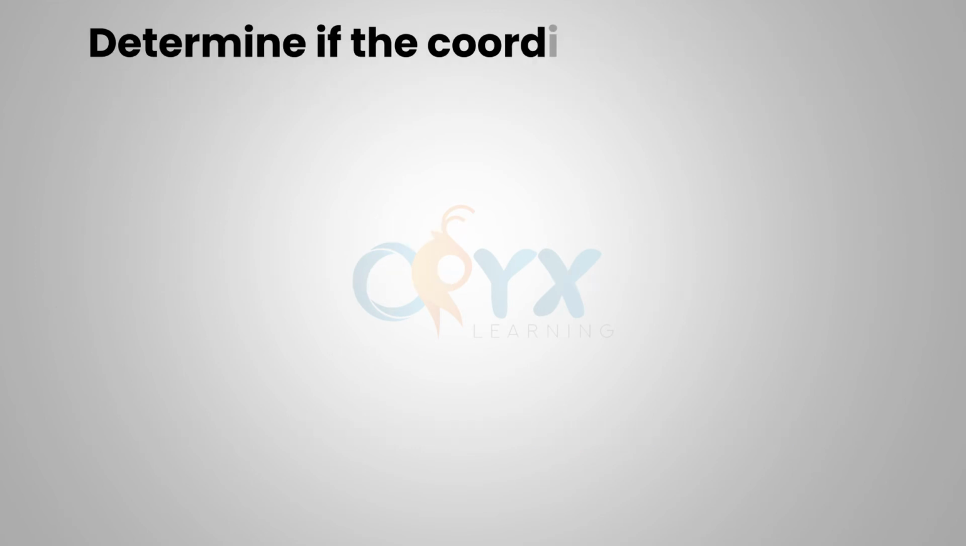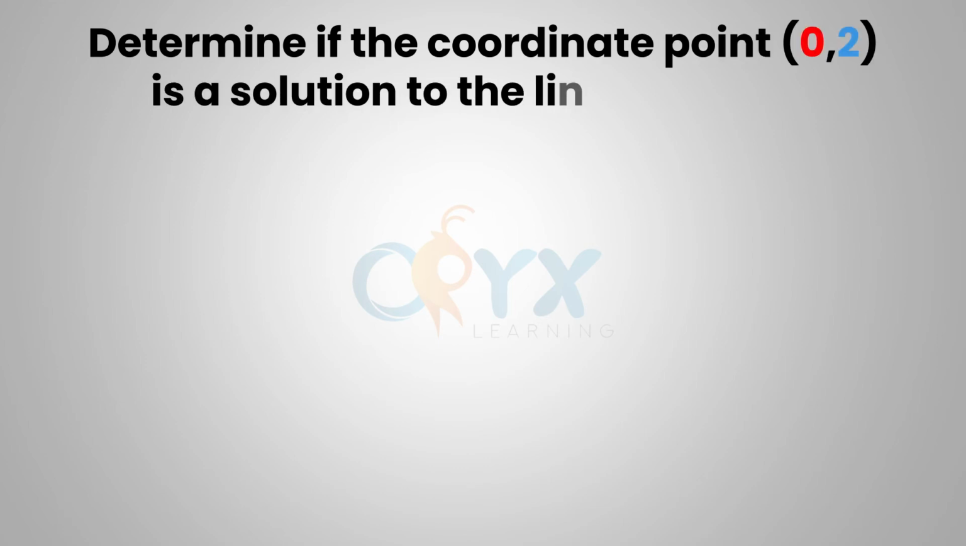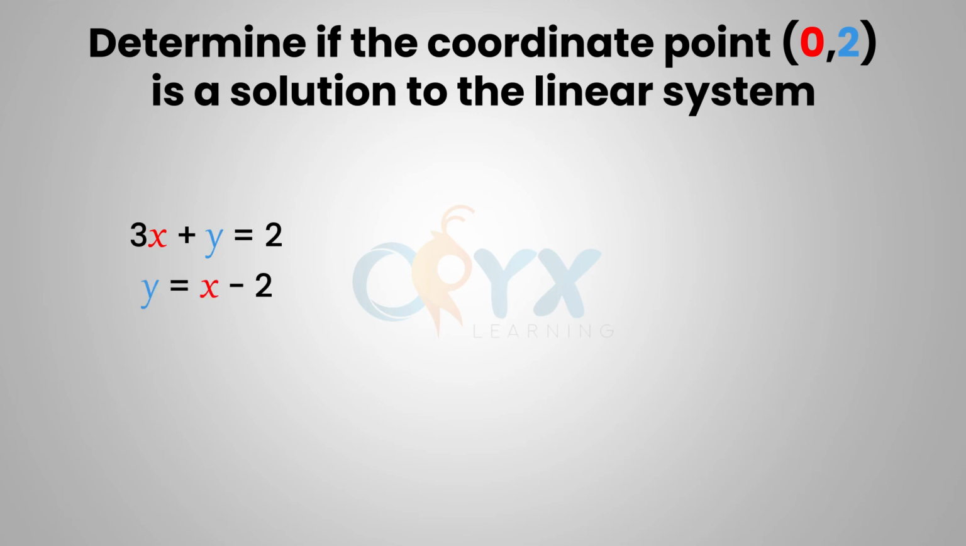Determine if the coordinate point (0, 2) is a solution to the linear system 3x + y = 2, y = x - 2. So again, we'll substitute the x value of 0 in for both the equations and the value of 2 in for the y in both equations. For the first equation, I will get 3 times 0 + 2 = 2, or 2 = 2, so it does satisfy the first equation.